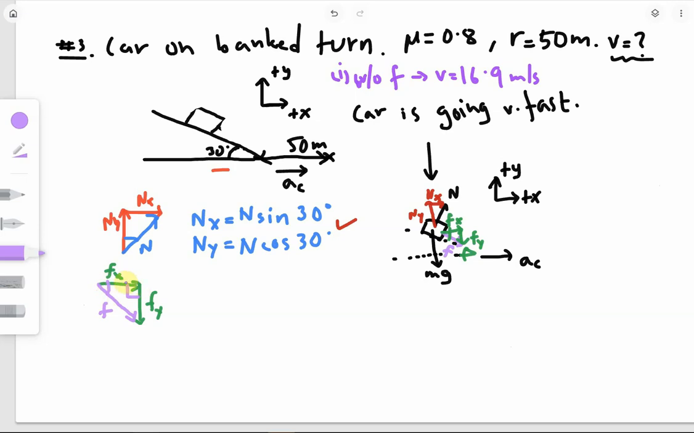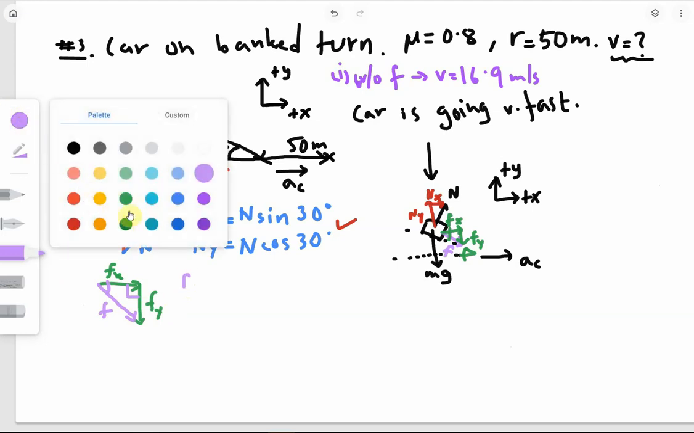If this is 30, then again we can use trigonometry. So the opposite of 30 is Fy. Therefore, to relate F to Fy, we would need sines, because opposite over hypotenuse. So let's again change back to colors.